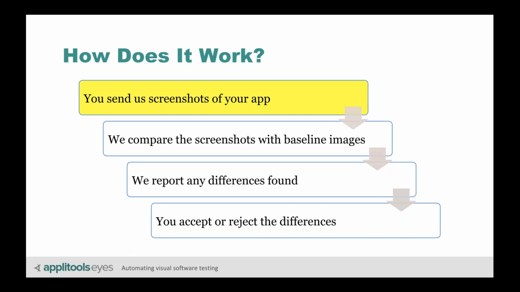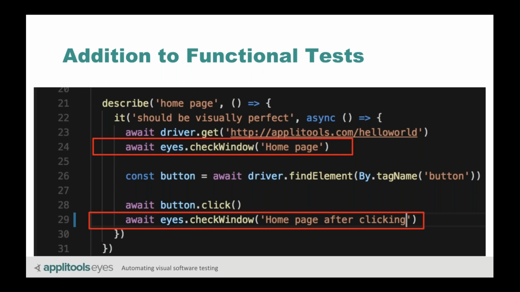This is basically how all these tools work. Let's talk about each step. First, let's talk about sending the screenshot. I'll give an example using Applitools Eyes, but it's very, very similar in all the others. This is JavaScript code. So line 23, you can see driver.get, which is browsing, navigating to this page.